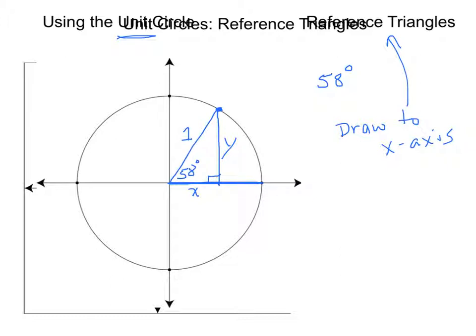Now the thing about a reference triangle is we can have the same reference triangle because we're always going to the x-axis. We can have the same reference triangle in each quadrant. So I can do something like this. That could be the mirror image. It could be reflected across the y-axis. So just take this triangle and reflect it over here. And it could be the same triangle, 58 degrees.